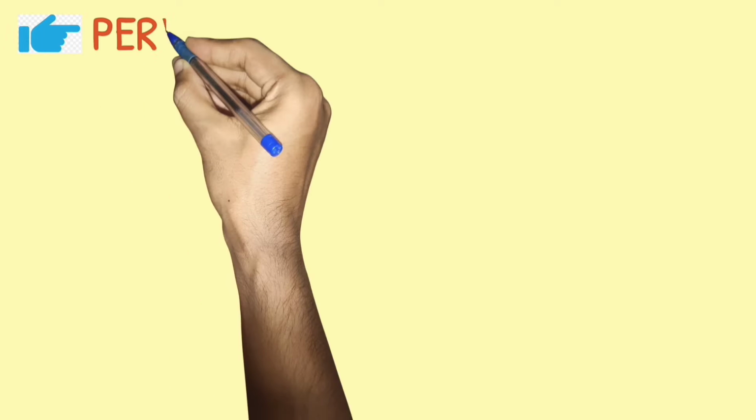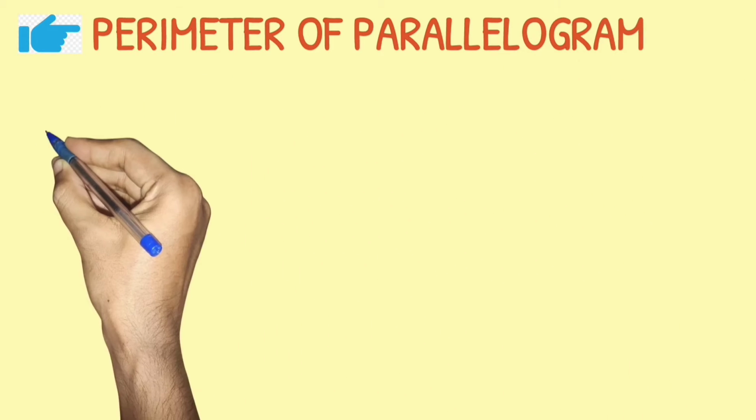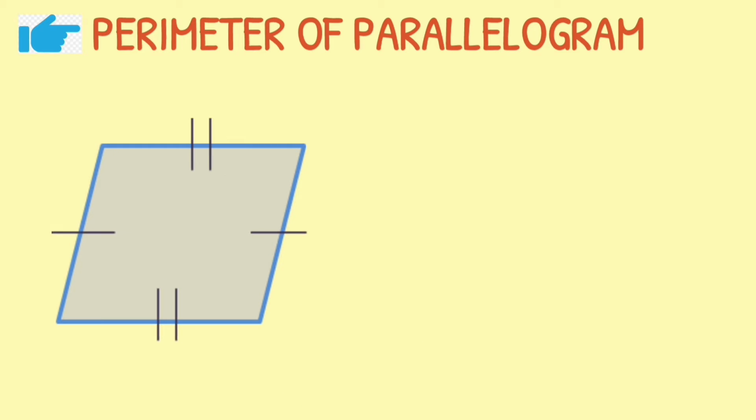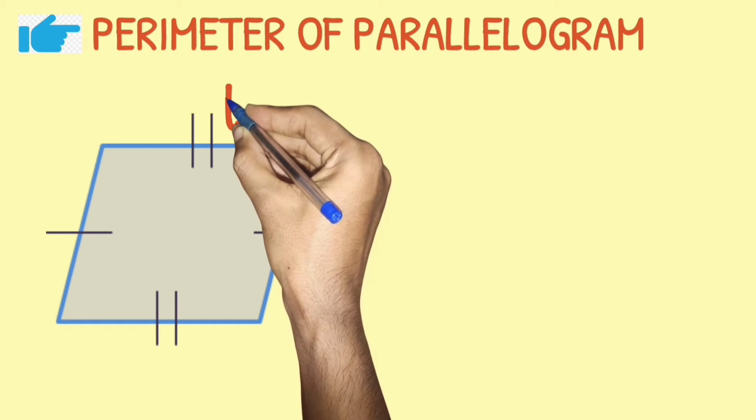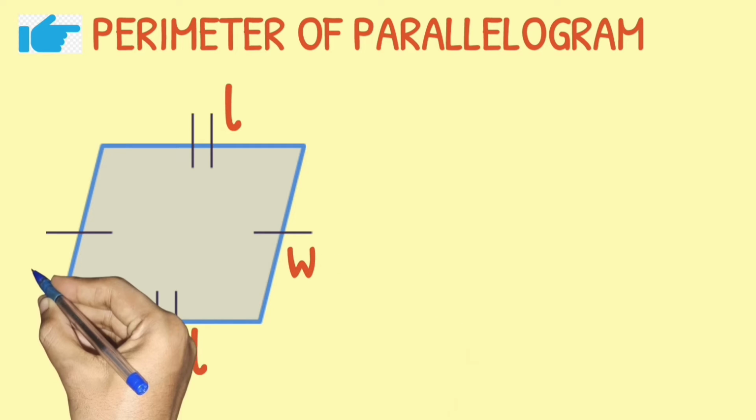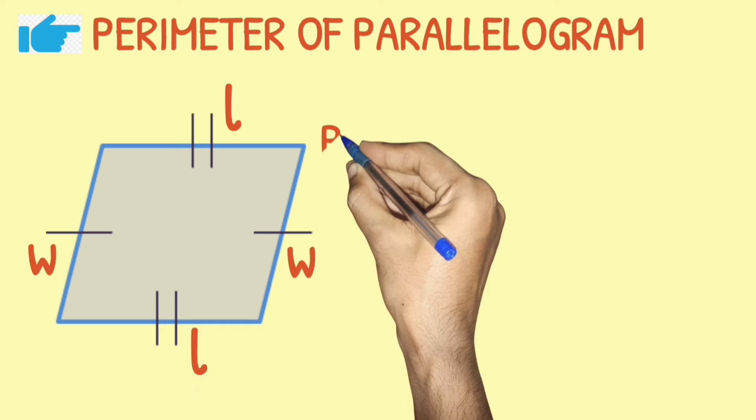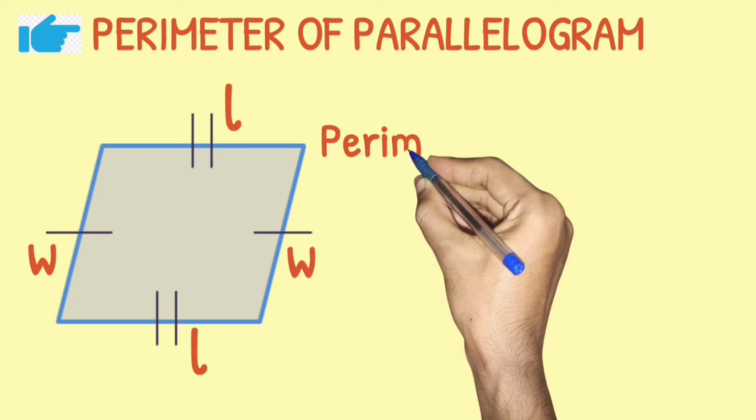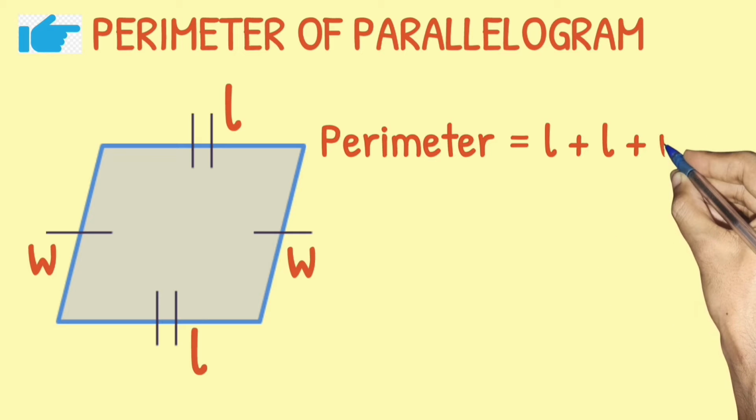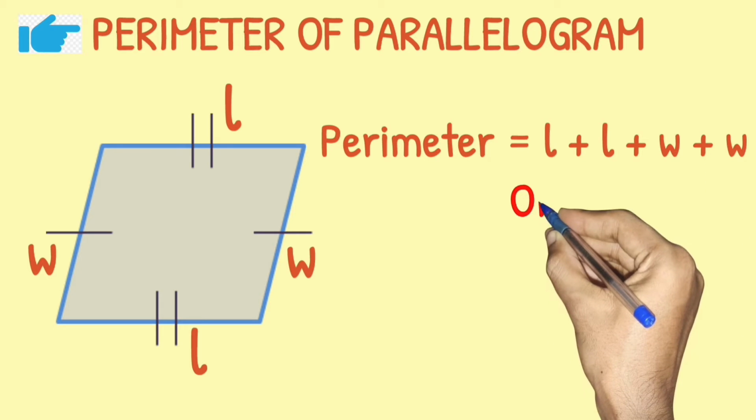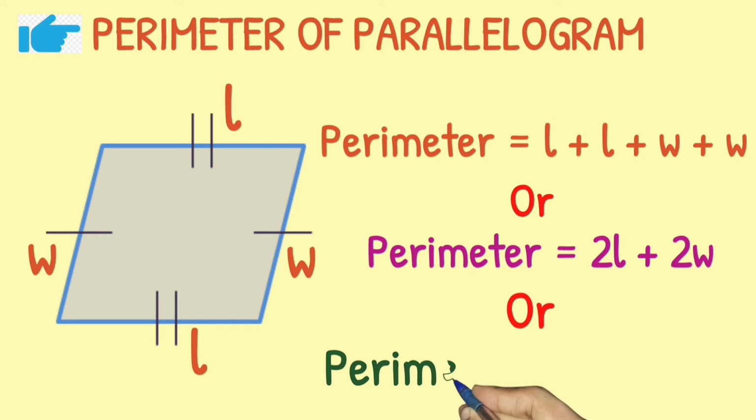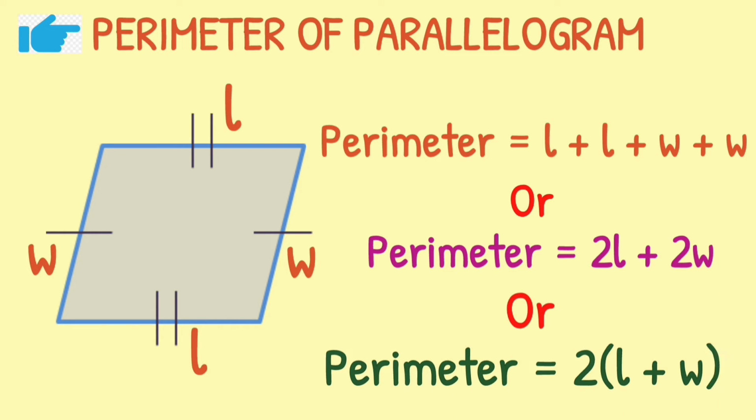Alright, a parallelogram is a four-sided figure with two pairs of parallel sides. These sides are known as the length and the width as labeled in this parallelogram. The formula for calculating the perimeter of a parallelogram is length plus width plus length plus width, or 2 length plus 2 width, or 2 times length plus width.